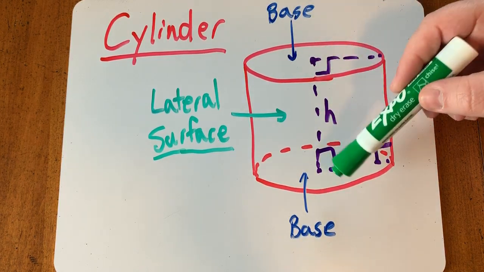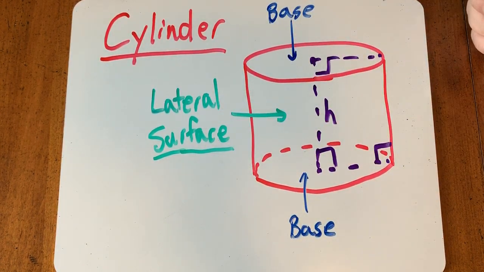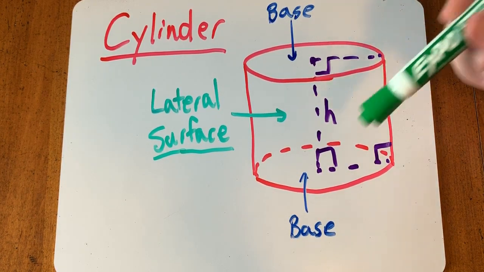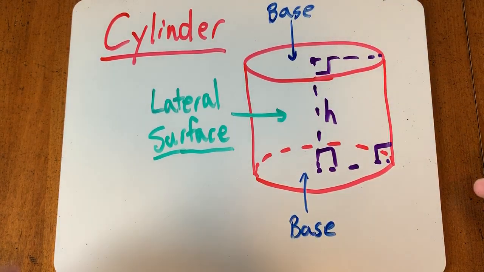So we've got the two bases and a lateral surface. So unlike the prisms, where you had two bases and then at least three lateral surfaces, there is always just one lateral surface for a cylinder.